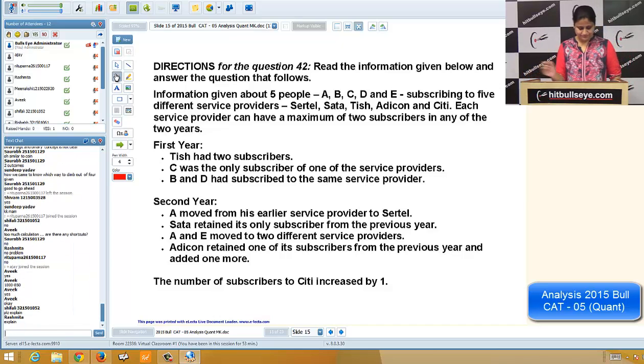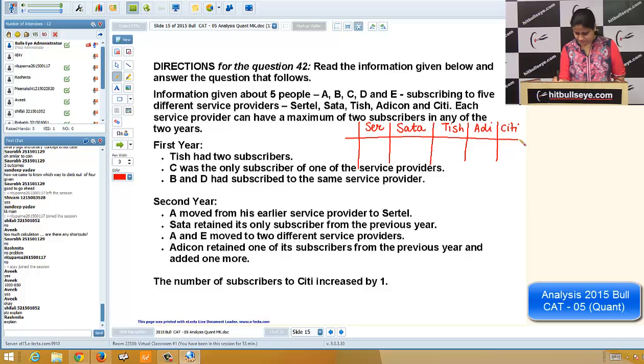So let us see, Shefali. See, there is data given about 5 service providers and 5 persons, and the data is about first year and second year. I'll use the same page because I need to read this data. One is SETEC, then we have SATA, then TISH, then Edicon, then City. This is first year and this is second year.